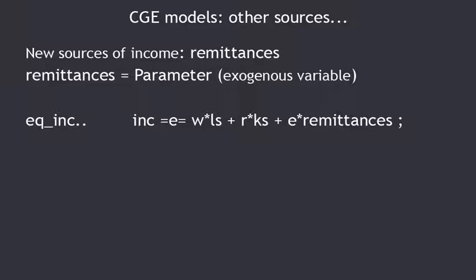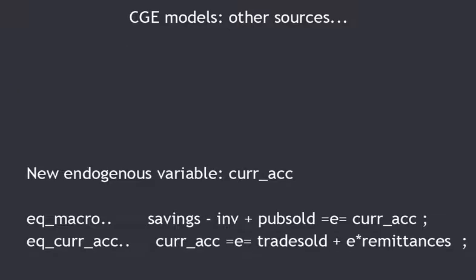Since national income is defined as the remunerations of factors of production, including income from abroad, the equation for the formation of national income becomes INC must be equal to W multiplied by LS plus R multiplied by KS plus E multiplied by remittances. Indeed, these transfers are multiplied by the exchange rate, since they are denominated in foreign currency.